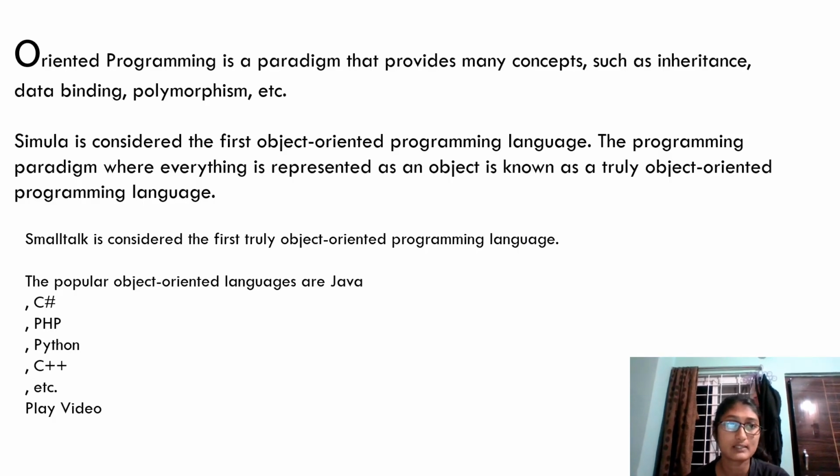Object-oriented programming is a paradigm that provides many concepts such as inheritance, data binding, and polymorphism. Simula is considered the first object-oriented programming language, and Smalltalk is considered the first truly object-oriented programming language, where everything is represented as an object. The popular object-oriented programming languages are Java, C#, PHP, Python, C++, etc.